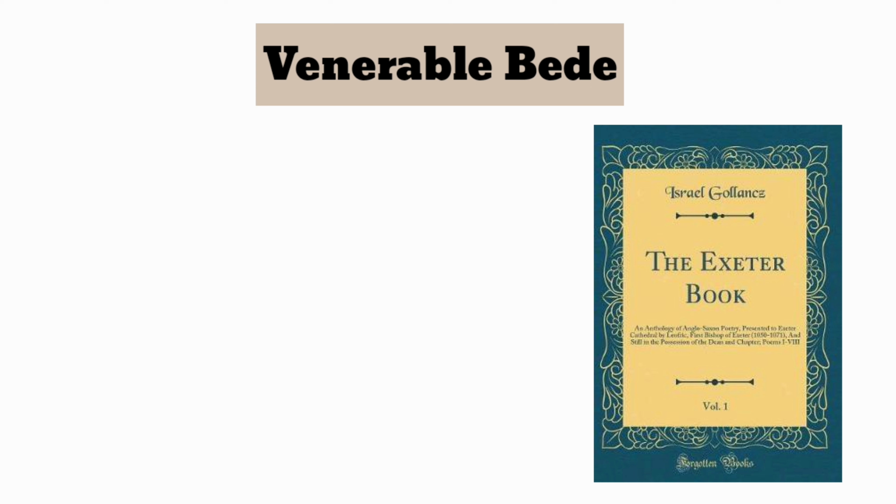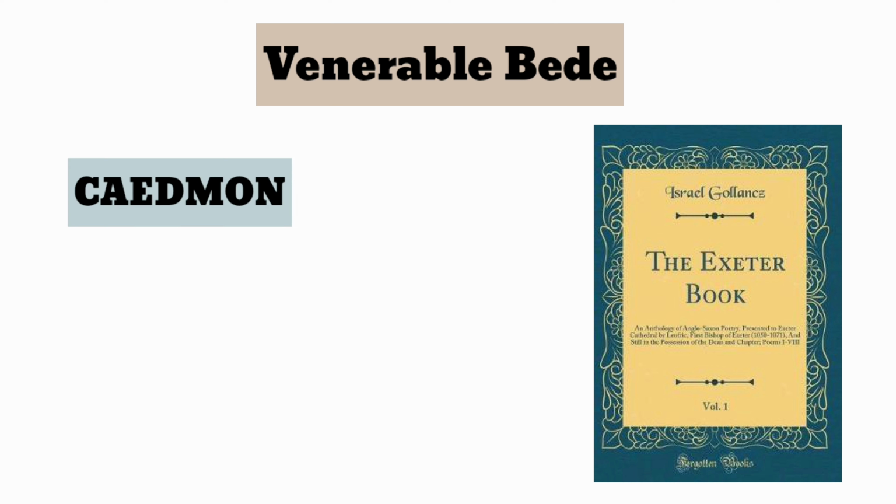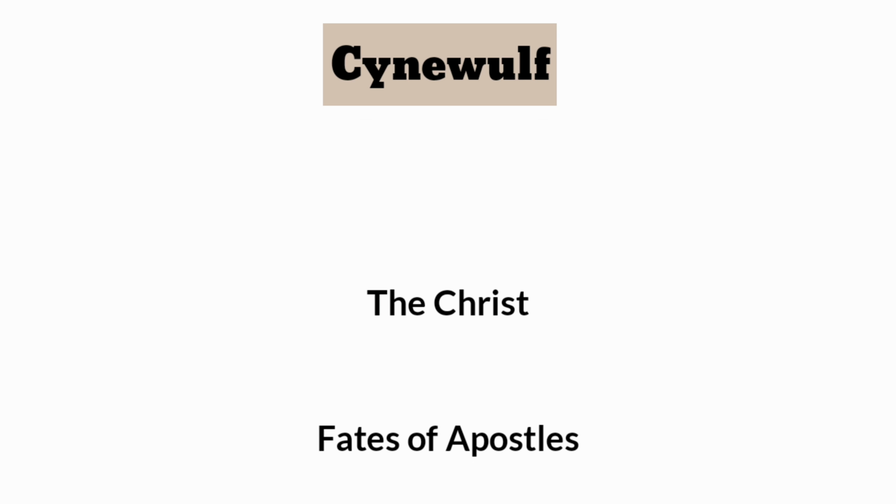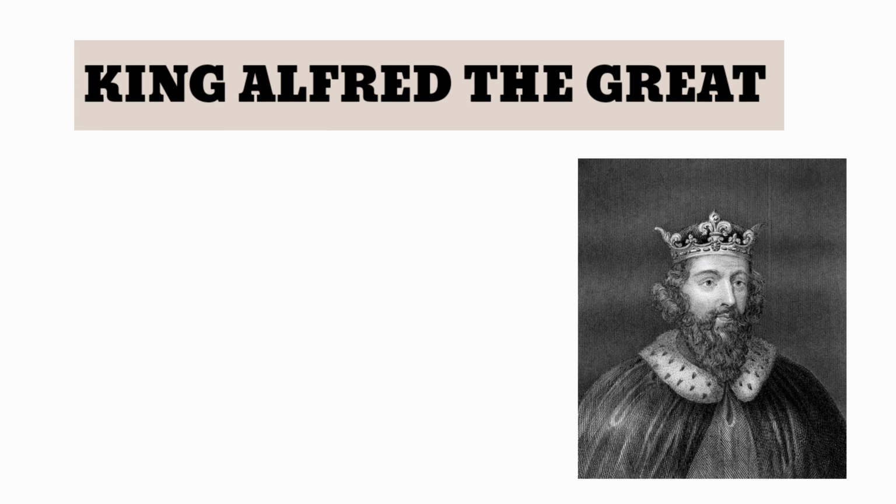And in this work, Venerable Bede mentioned the name of the first writer, Caedmon. Caedmon is the first poet to whom we can give a definite name and date. The next poet that we are going to talk about is Cynewulf, and he was the first person who signed his own works. That is, he used to write his name under his poems. Some of his famous poems are The Christ, Fates of the Apostles, Elene, and Juliana.